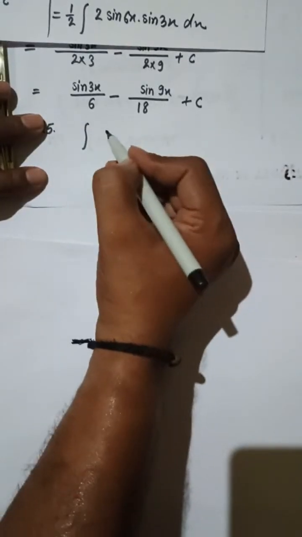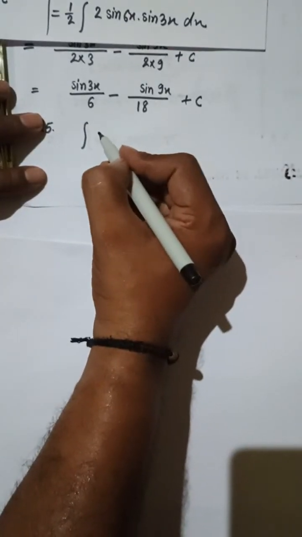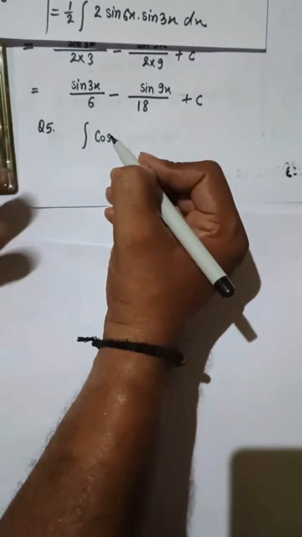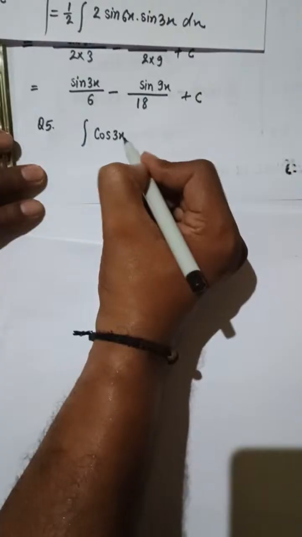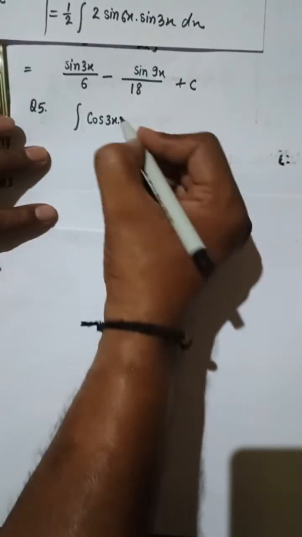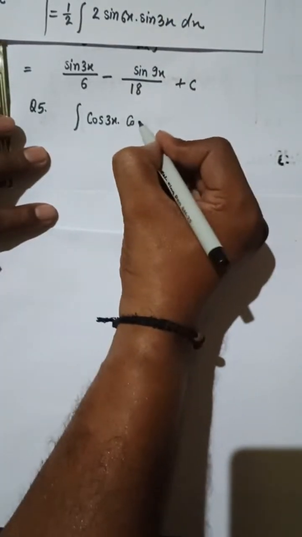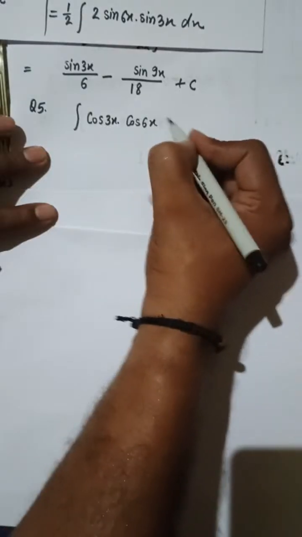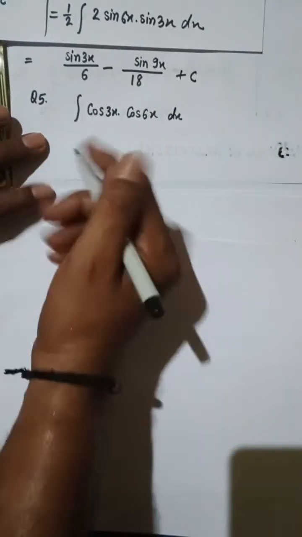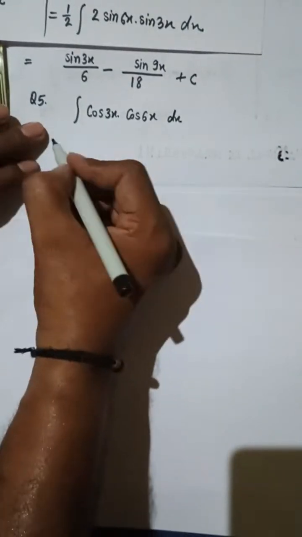Integration of cos 3x into cos 6x, so here cos 6x then dx. Okay, let's solve here. Which formula am I just going to use?